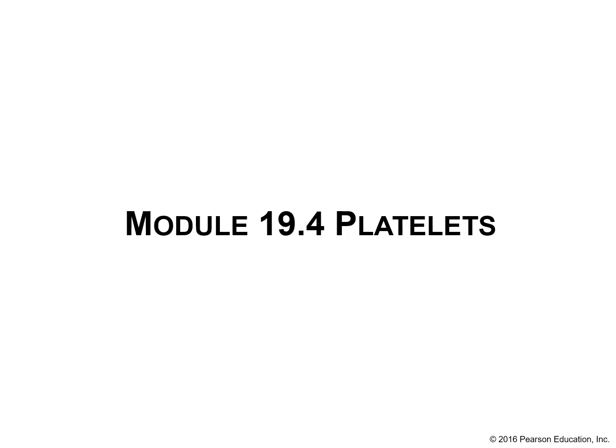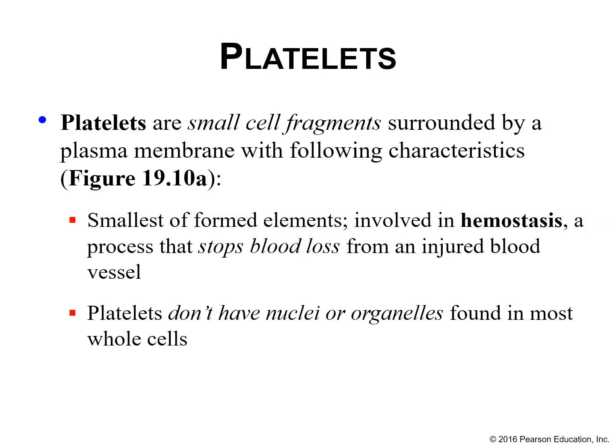Platelets. Okay, remember platelets are fragments of white blood cells. Okay, they're small fragments surrounded by a plasma membrane with a few granules in the cytoplasm. They're the smallest of the formed elements. They're mainly involved in hemostasis. Hemostasis is defined as the process of controlling bleeding, stopping blood loss from an injured blood vessel.